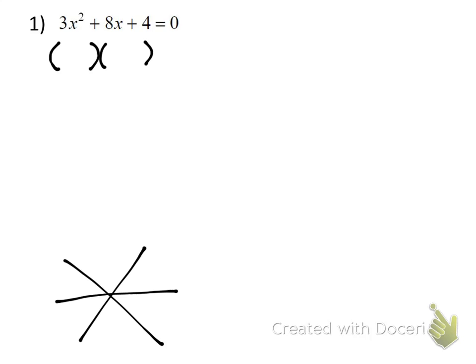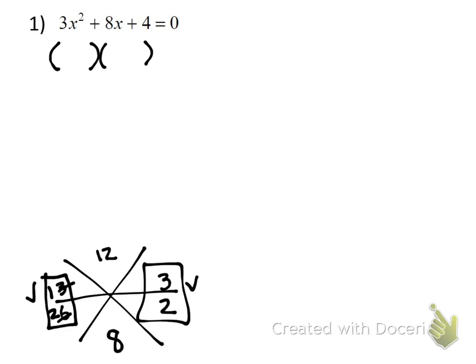Working out an x box here, putting down our a's. 3. A times C is 12, B is 8, and we know that it's going to work out as 6 times 2. Check your fractions. 3 over 6 we could simplify, it could be 1 over 2. 3 over 2 is already simplified, so we know that one's going to be done. So now we plug in, we have x plus 2 times 3x plus 2 is equal to 0.